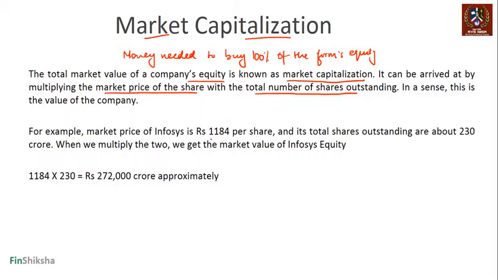So for example, the market price of an Infosys share is 1184. The total number of shares outstanding is 230 crore. When you multiply the share price with the number of shares, what you get is approximately rupees 2,72,000 crore, and that is the market cap, or MCAP, of Infosys. This will obviously change every moment as the stock price changes, but primarily the total value of the shares of the company that the market is attributing to a particular company is known as the market capitalization.